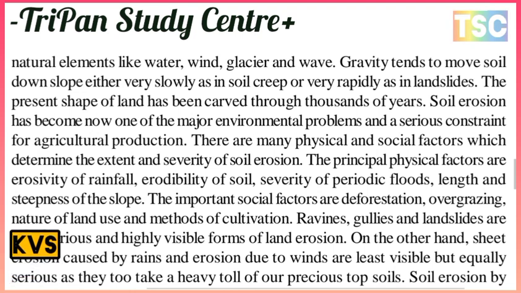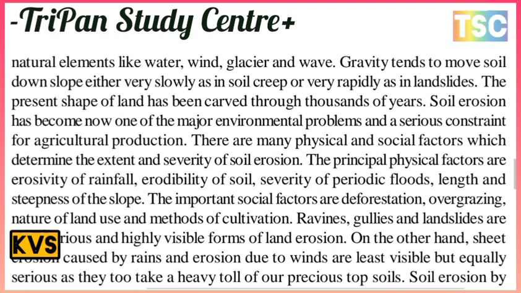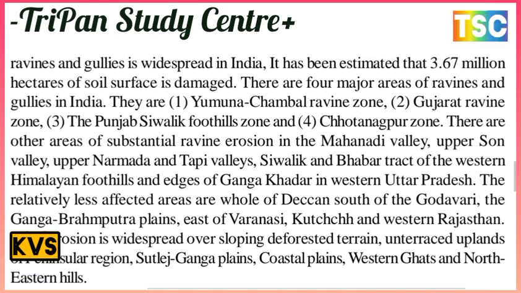Ravines, gullies and landslides are the most serious and highly visible forms of land erosion here. On the other hand, sheet erosion caused by rain and erosion due to wind are less visible but equally serious, as the two take a heavier toll of our precious topsoil. So erosion by ravines is a roar and sheet erosion is a whisper in India. It has been estimated that 3.67 million hectares of the soil surface is damaged.